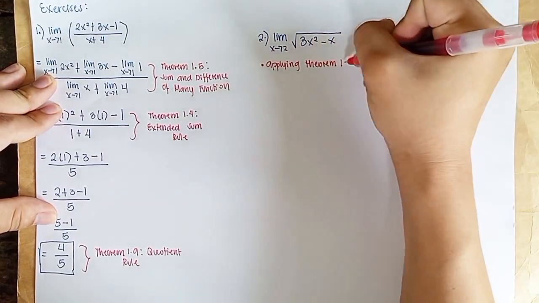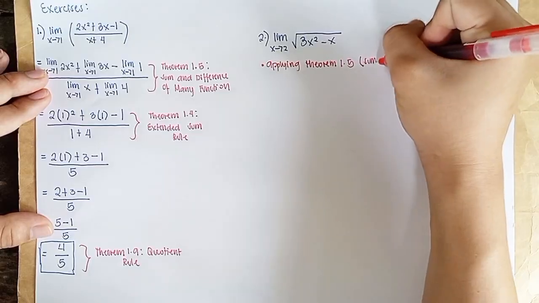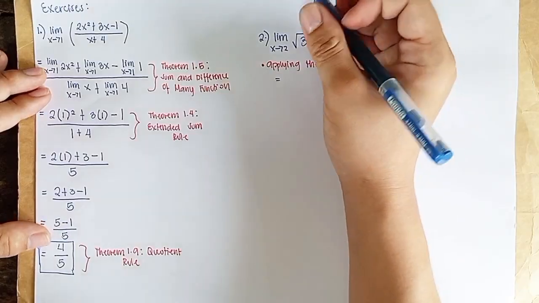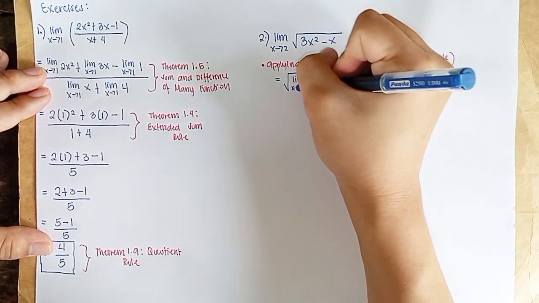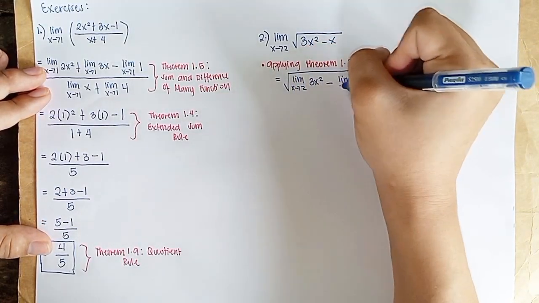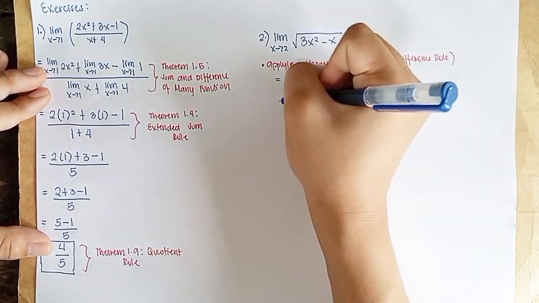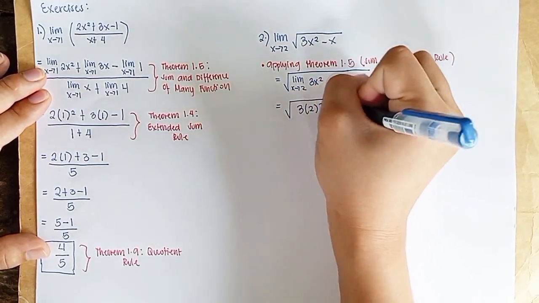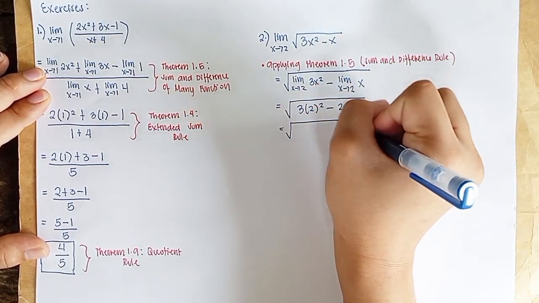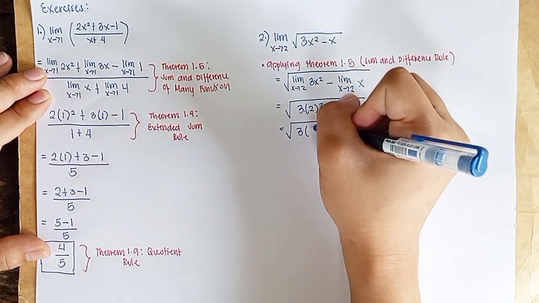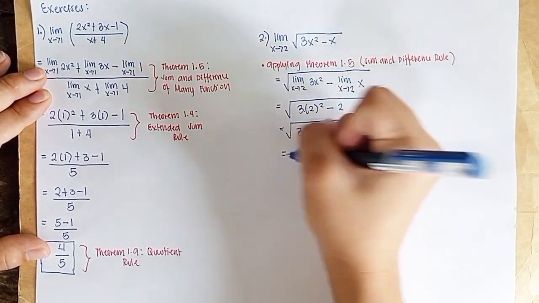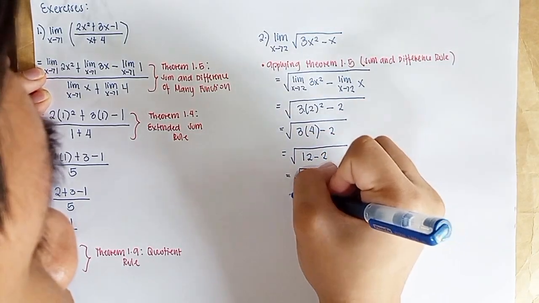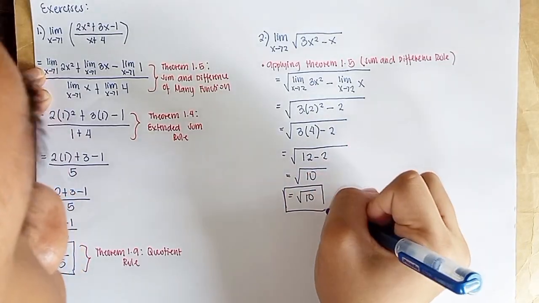So let's take a look at exercise number 2, given the limit as x approaches 2 of the square root of 3x squared minus x. So the first thing we are going to do is apply theorem 1.5, which is the sum and difference rule. So first let's simplify the limits, which is if we take the limit as x approaches 2 of 3x squared minus the limit as x approaches 2 of x. So now let's substitute the value of x. Since x approaches 2, let's give the value of x as 2.